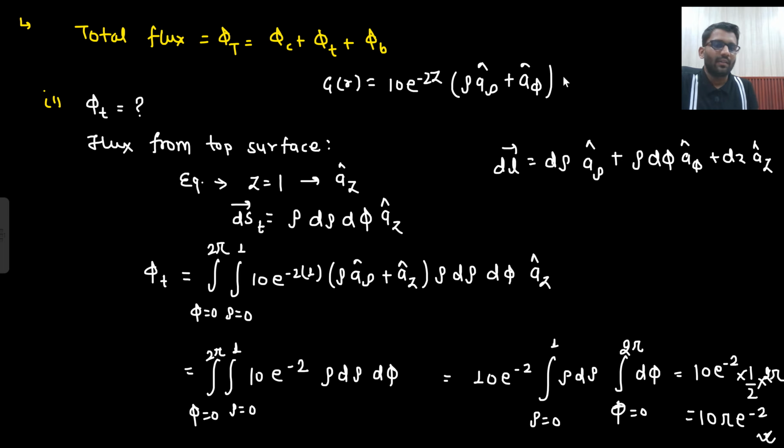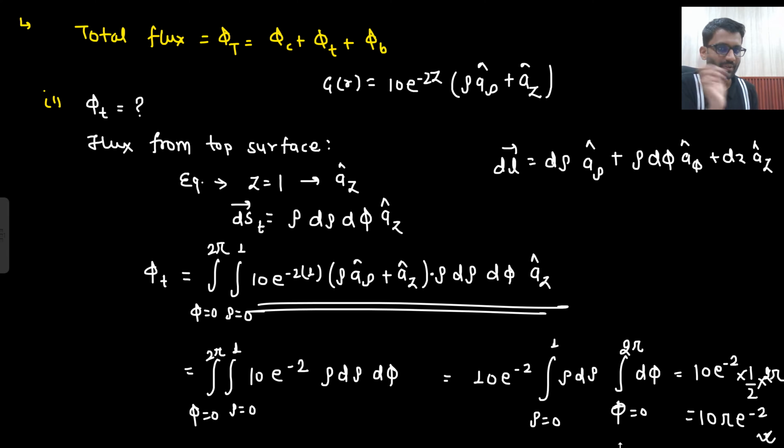Right. Then ds will be rho d phi az cap. Sorry, this was az cap, not a phi cap. Okay, yeah, az cap. Now I need to do the dot product in between. This dot I forgot to show. So a rho dot az, that will be 0, and az dot az, that will be 1.